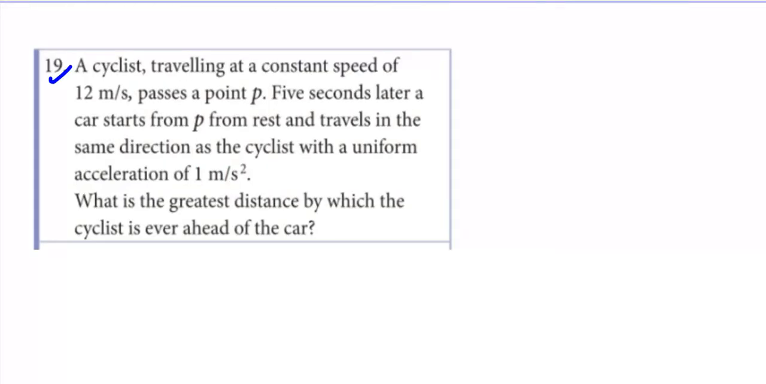Question 19. How far did I give this for homework again? Oh God. Right, let's get that far. A cyclist traveling at a constant speed of 12 meters per second passes a point P. 5 seconds later, a car starts. I would have covered this on Wednesday's class in a similar question. Does anybody remember what I did?